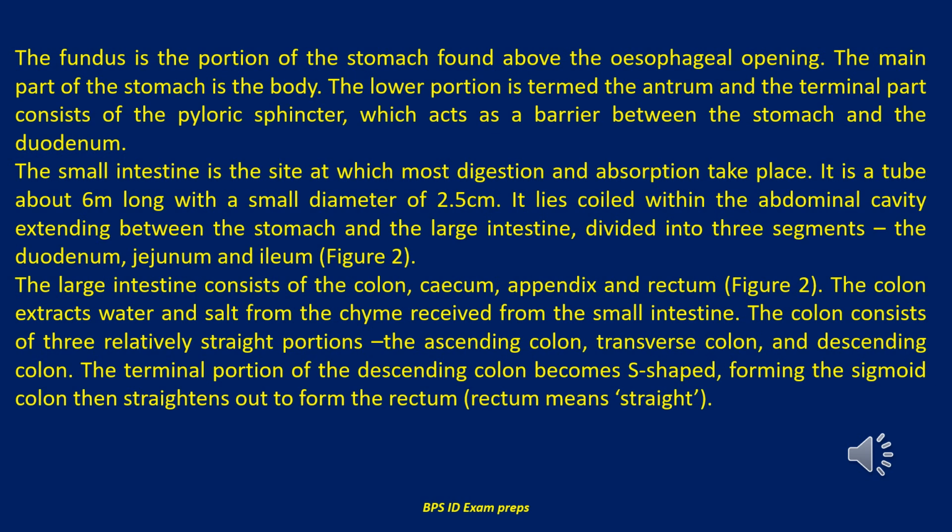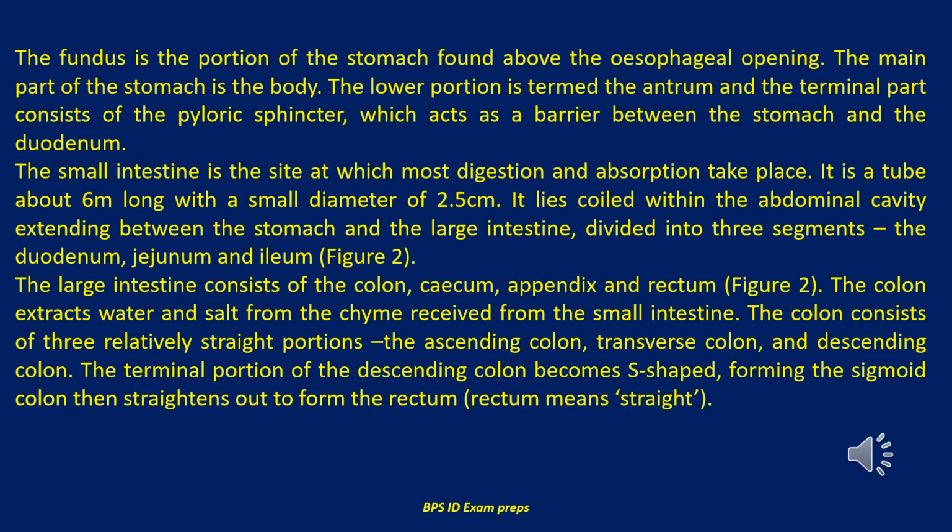The small intestine is the site at which most digestion and absorption take place. It is a tube about 6 meters long with a small diameter of 2.5 centimeters. It lies coiled within the abdominal cavity extending between the stomach and the large intestine, divided into three segments, the duodenum, jejunum and ileum, as shown in Figure 2. The large intestine consists of the colon, caecum, appendix and rectum, shown in Figure 2.